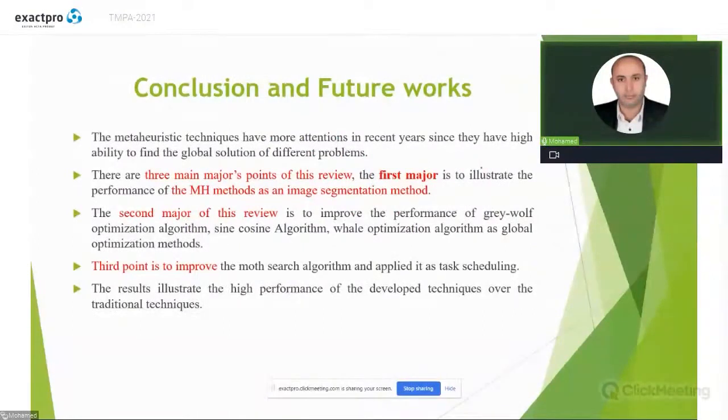Finally, the conclusion and the future work. In general, there are 3 major points of this review. The first is to illustrate how we can use the meta-heuristic for image segmentation. The second is how we can use the meta-heuristic for global optimization, and how we can improve the behavior of meta-heuristics. The third is to improve the behavior of other algorithms and apply them to task scheduling, and also how we can use the meta-heuristic for economic applications.